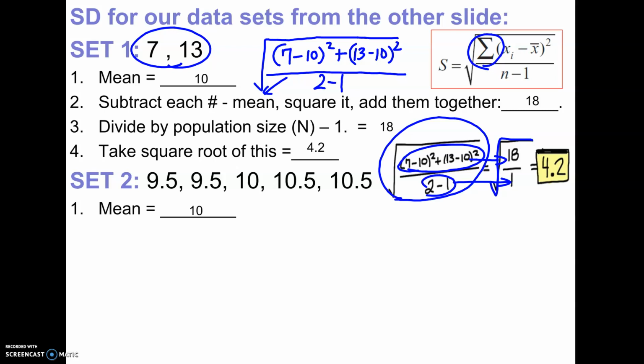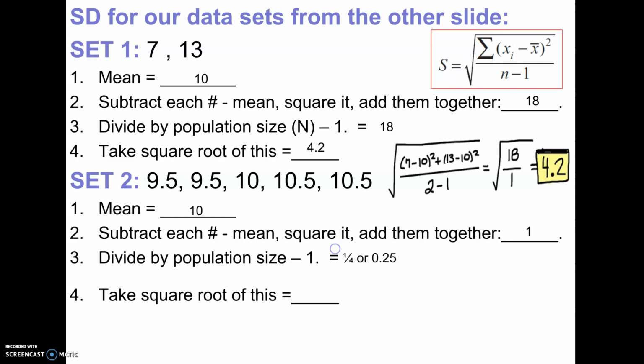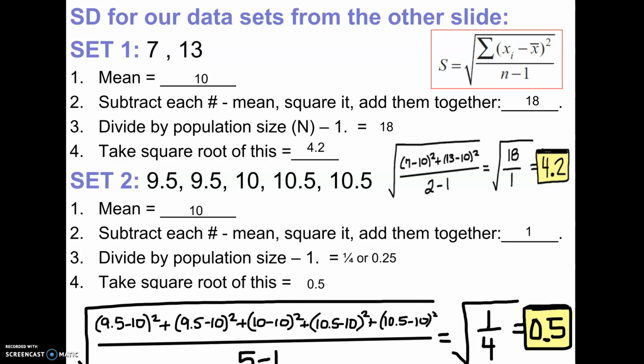All right, if we do this for the second set of data that was in your notes, these 5 numbers, the average is still 10, and here's all the work. In this case, notice it's 5 terms long here at the top. I took each of my numbers minus 10, put it over my sample size, in this case 5, so 5 minus 1, I get the square root of 1/4, and that gives me 0.5.